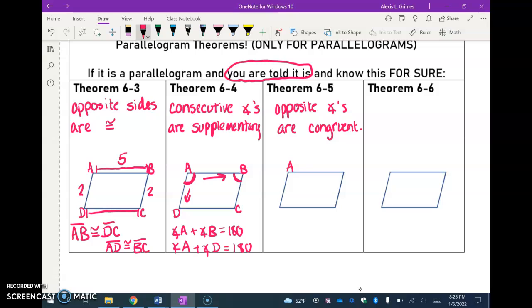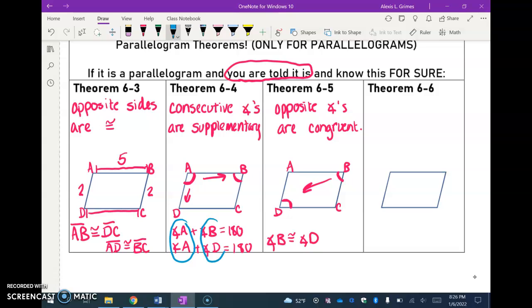So we have parallelogram ABCD. Again, opposite angles are congruent. I'm going to pick B this time. Let's pick angle B. What's the opposite angle to angle B? Remember, opposite, not neighbors. We want cross. So this means angle B is congruent to angle D.